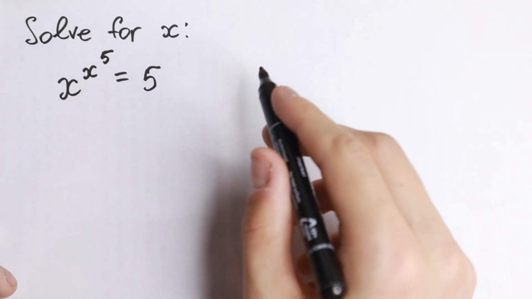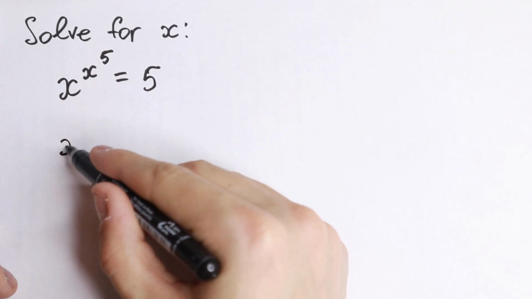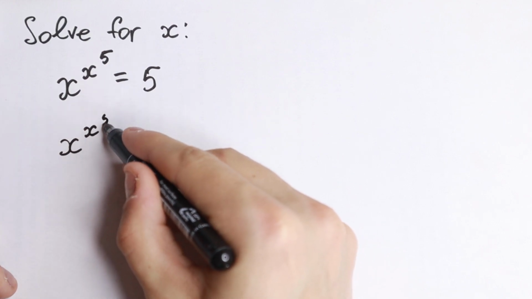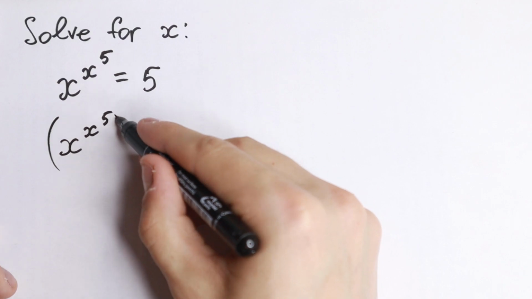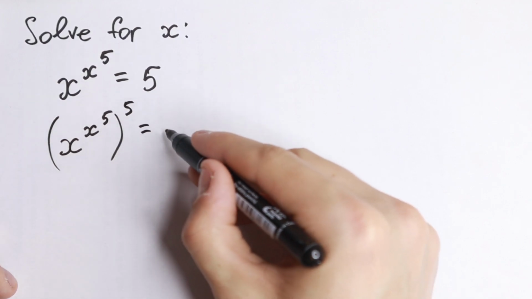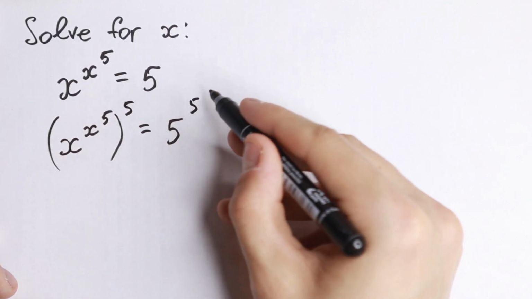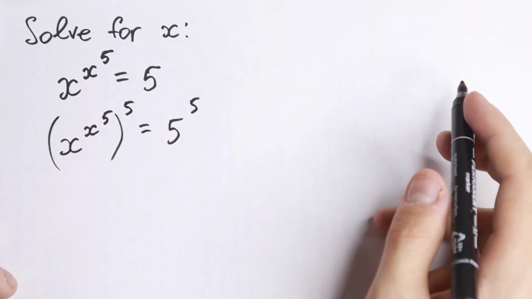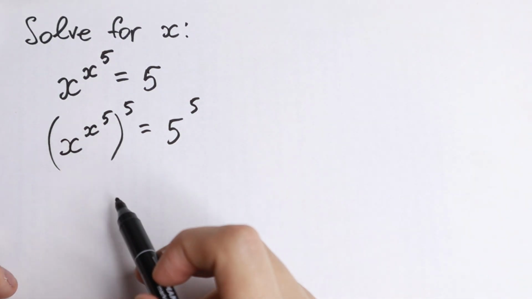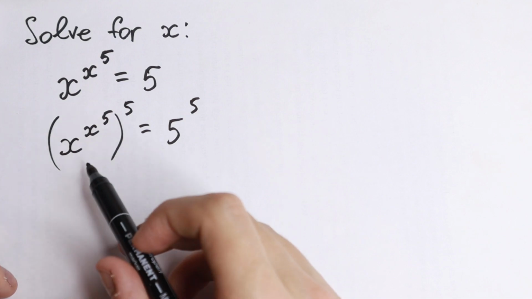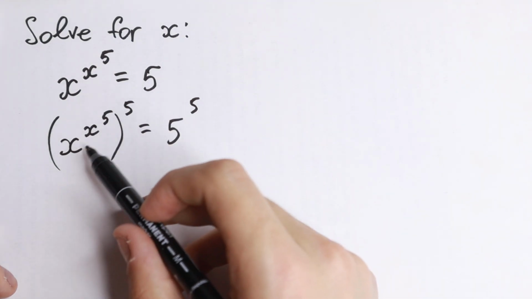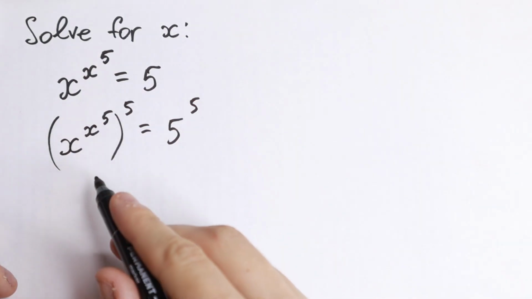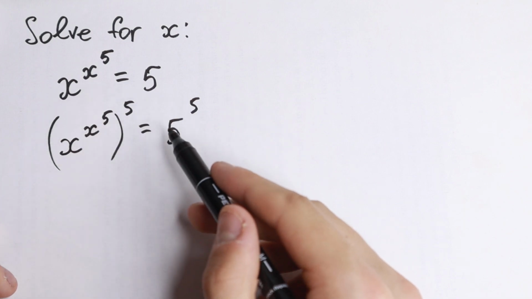So take a look. Let's raise both sides to the power 5. We raise the left-hand side to the power 5, and the right-hand side to the power 5. So we raise both sides to the power 5. And now take a look at the left-hand side. We have a really long power right here, because we have x to the power 5, and we raise it once more to the power 5.